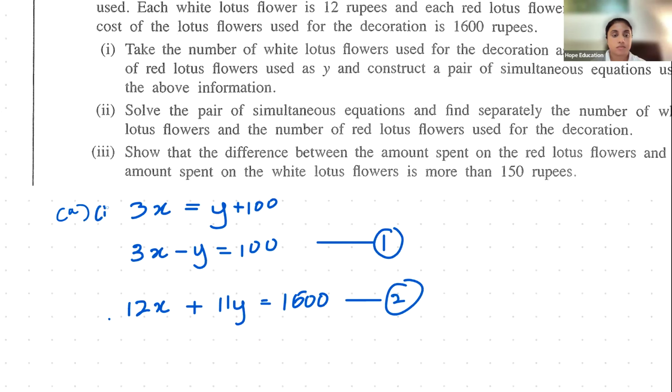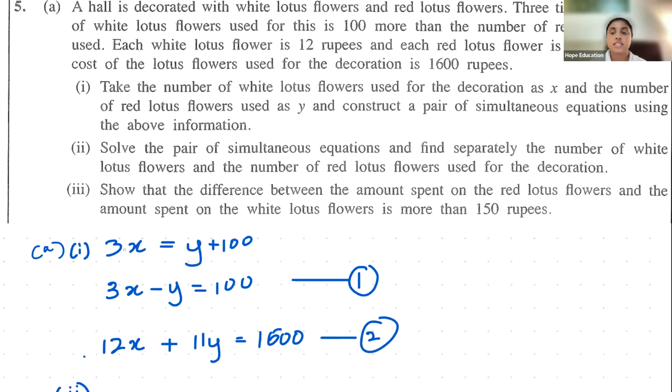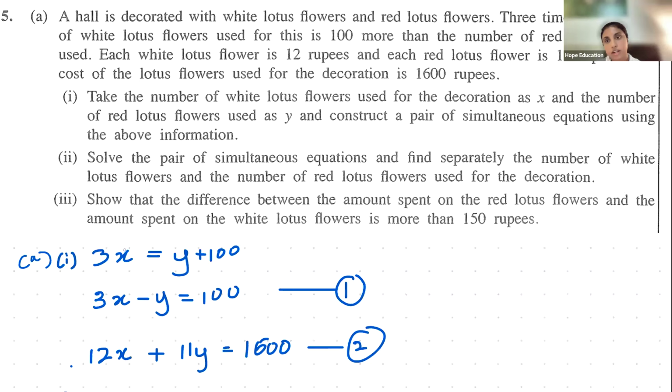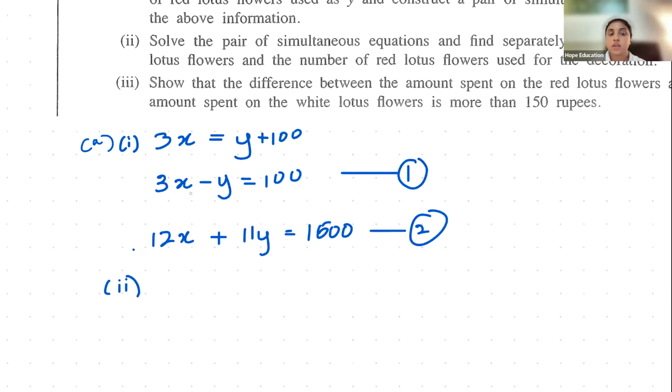My Roman number 2. Solve the pair of simultaneous equations and find separately the number of white lotus flowers and the number of red lotus flowers. Then we simplify. First we check whether there are common elements. 3x and 12x are not common. So if you multiply this equation by 4, you can make 3x and 12x common. Otherwise, here this is y, this is 11y. If I multiply this equation by 11, I get 11y and here also 11y, then that would also be a common element. So you can do it the way you like.